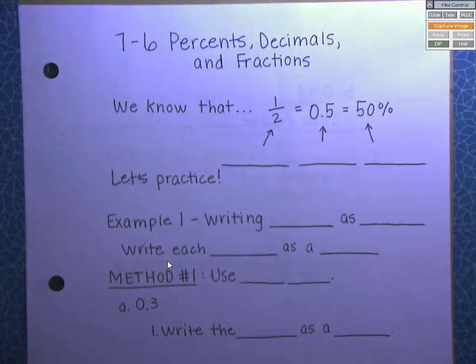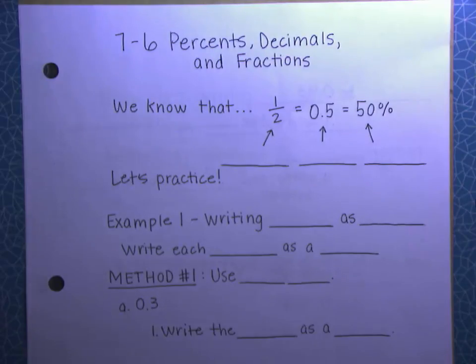All right, so today we are going to be moving on to section 6 in chapter 7, which is having to deal with percents, decimals, and fractions. Now yesterday we were just looking at percents. We were looking at how to write a percent as a decimal and how to write a percent as a fraction. So today we're kind of just going to be reversing that. We're going to be looking at how to write a decimal as a percent and how to write a fraction as a percent.